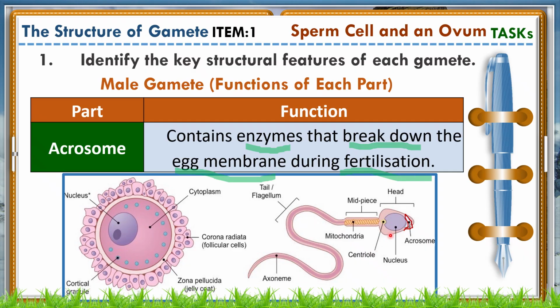So the acrosome here is the one that contains enzymes, which, when they strike the membrane here, allow the chromosome material of the sperm to enter into the cytoplasm of the ova. So it contains enzymes which break down the egg membrane during fertilization to allow the chromosome material of the male to enter into the ovum.